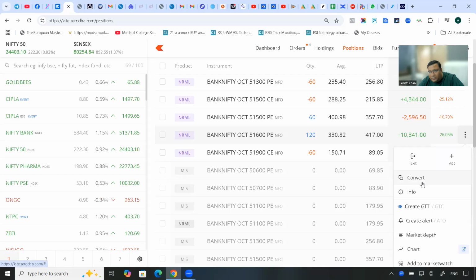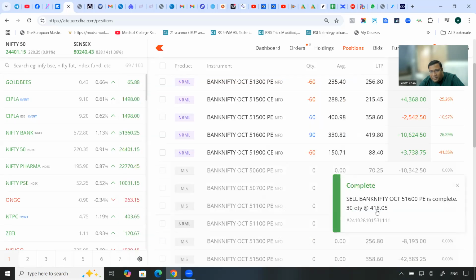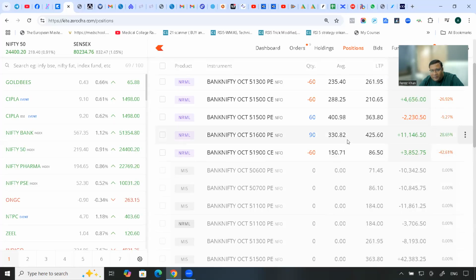So what we can do is exit half the quantity. We had taken 60, so I am exiting half the quantity here, and I am keeping the remaining half to see if it goes below the 41,300 level, then it might test 51,000 levels also. Just hoping.